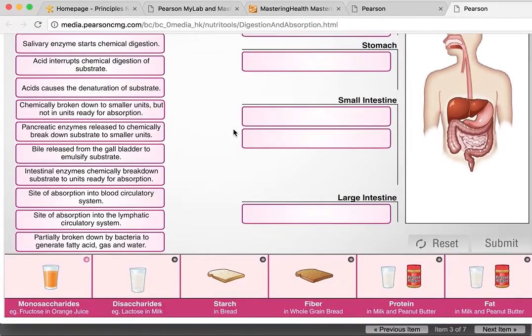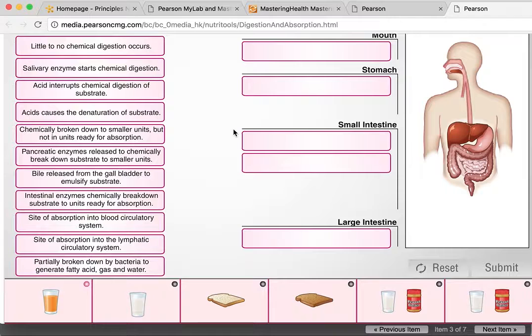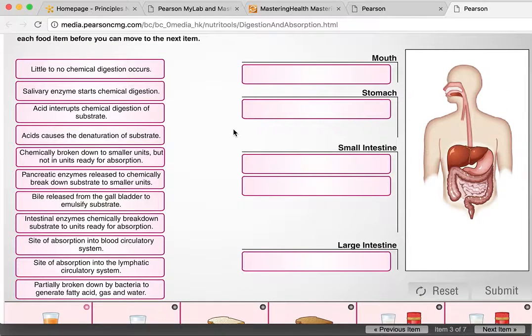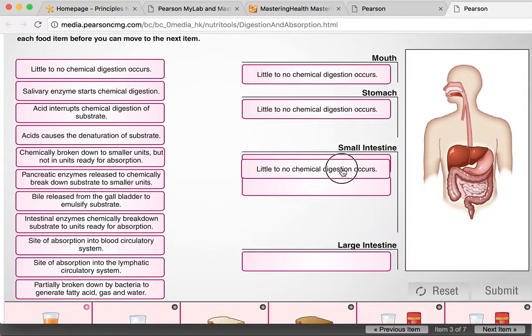So just to give you an example of how this works, for the monosaccharide, it's one sugar unit. At one sugar unit, this is as small as it can get. It's ready to be absorbed. So for the mouth, if you don't really have anything to break down, you're going to have little to no chemical digestion going on in the mouth. Same thing for the stomach. It's already in its absorbable form, so there's little to no chemical digestion occurring. And then same thing with the small intestine. You're not doing any chemical digestion.